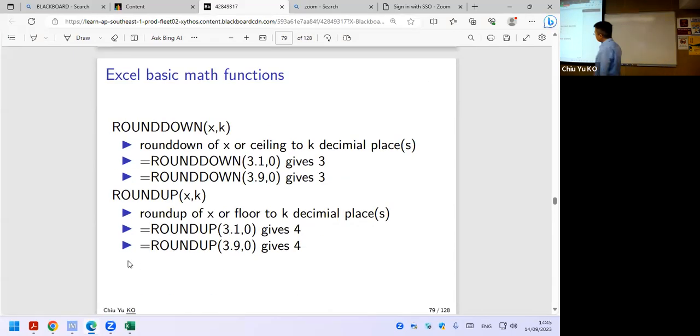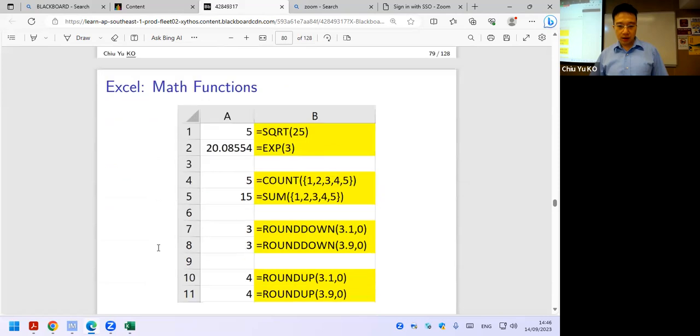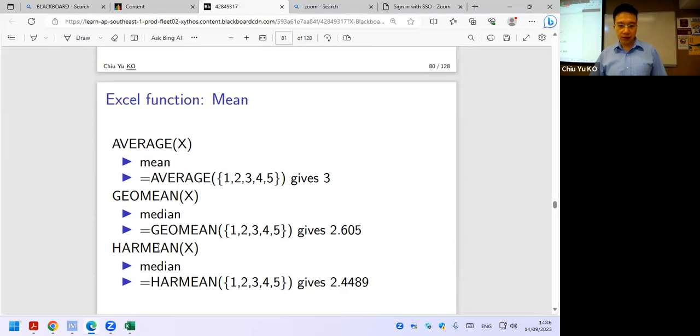Now here I have round down and round up, but I don't want to spend time on that. I'm not going to do it in Excel. Basically, round down means the floor function, and round up means the ceiling function. Round up, you have the decimal as 0. But I'm not going to do that.